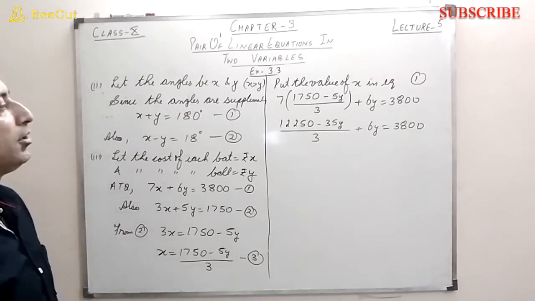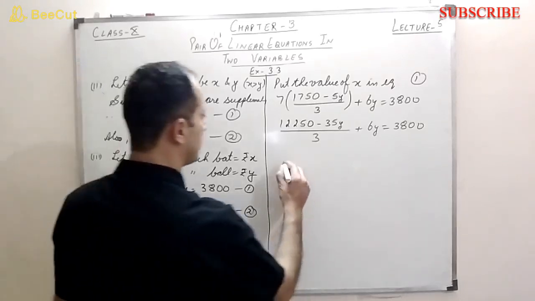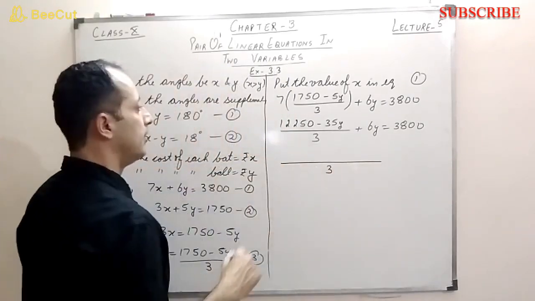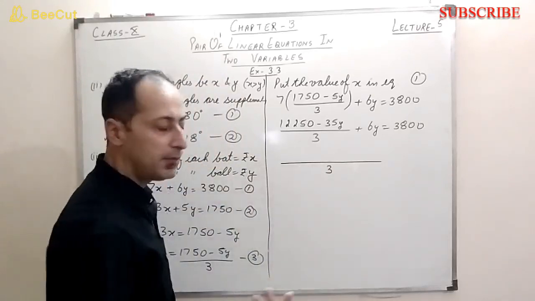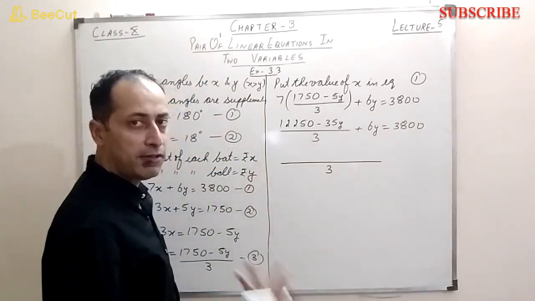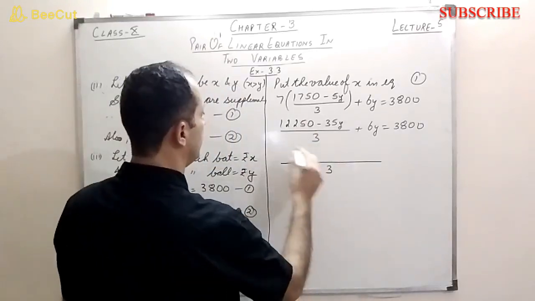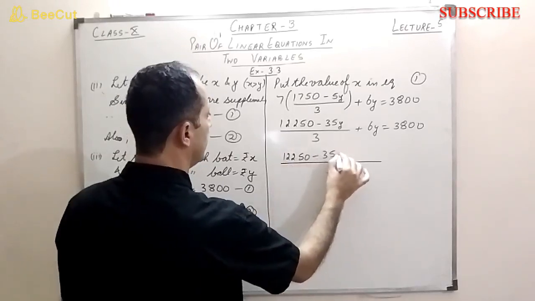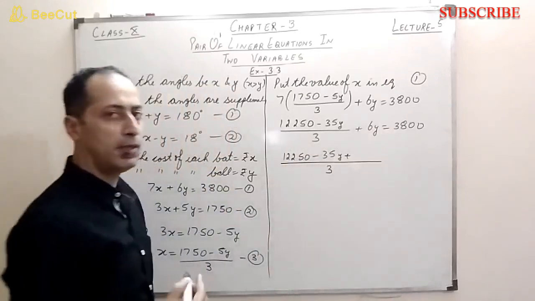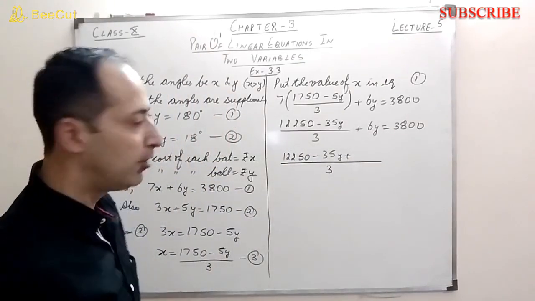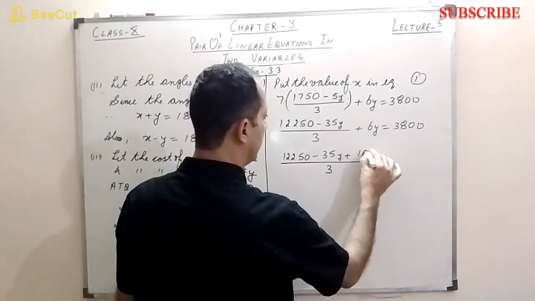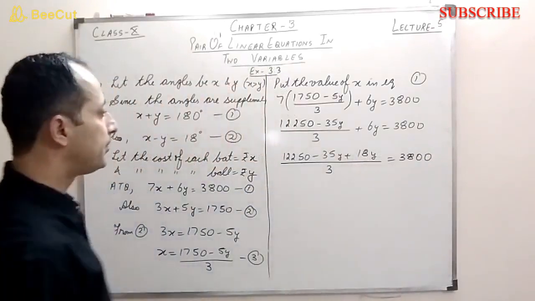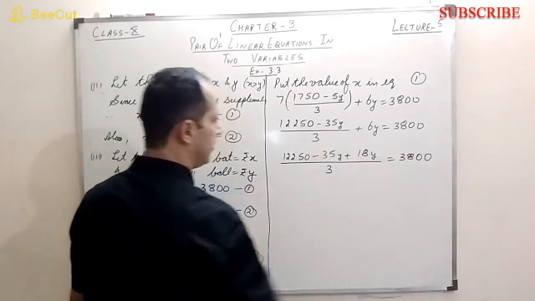Now the next step would be to take the LCM. Right? So the LCM would be 3. The first step after taking the LCM is to divide with the denominator. So 3 divided by 3 is 1 and multiply with this. So what we get? 12250 minus 35y, and plus 3 times 6y, since the denominator of 6y is 1. So when I divide 3 by 1, I get 3 only. So this is plus 18y equals 3800. Right?